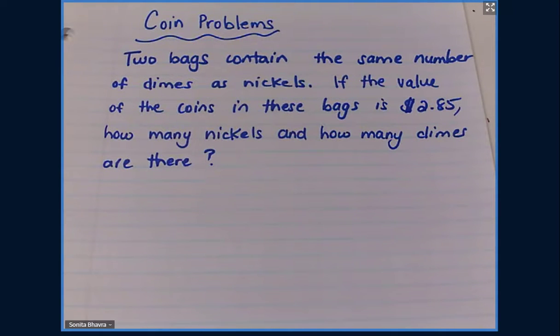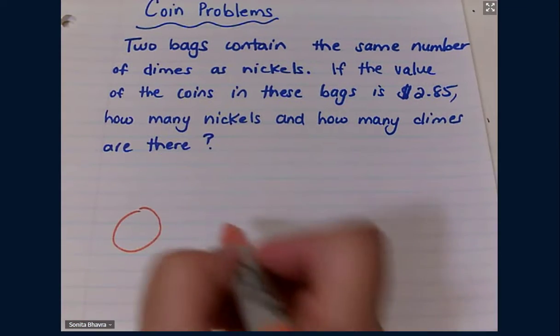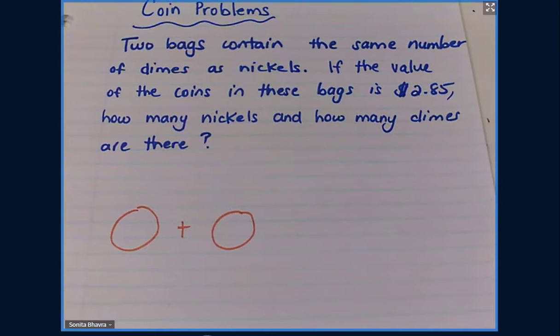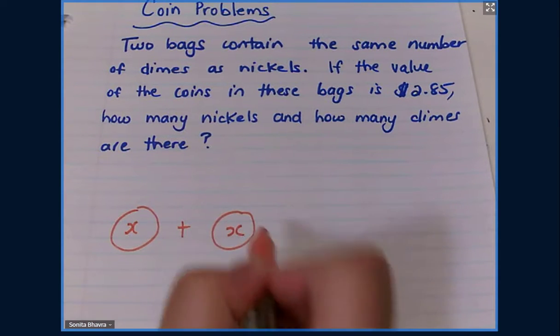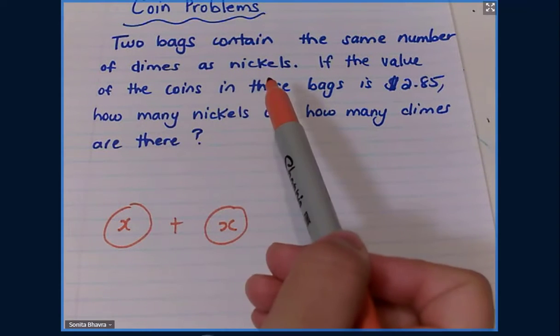So in this example, two bags contain the same number of dimes as nickels. If the value of the coins in these bags is $2.85, how many nickels and how many dimes are there? All right, so there's a bag 1 plus a bag 2. There's 2 bags, and they contain the same number of dimes as nickels. So because it's the same amount, both of these we will call X, because again, it's the same number of dimes as nickels.